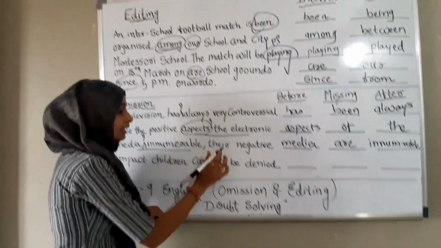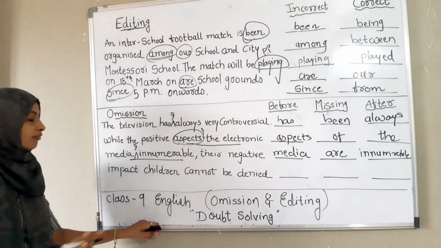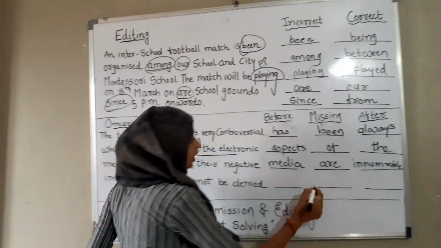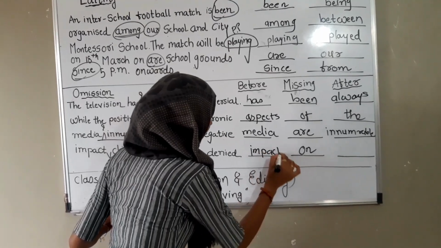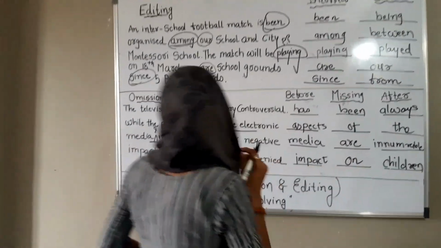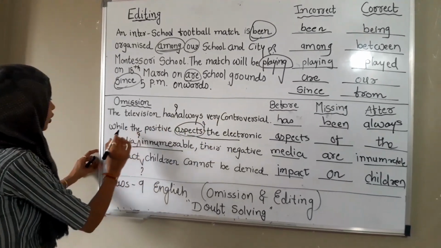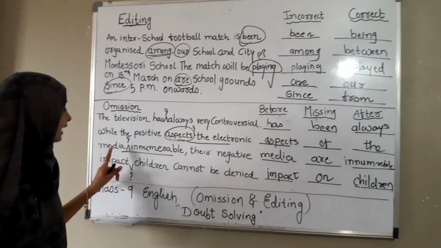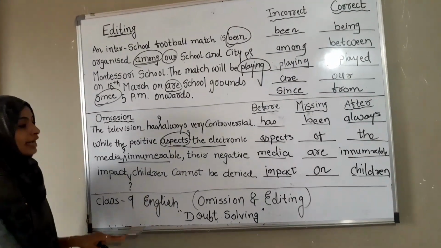Media are innumerable. The negative impact children cannot be denied. You can also find which word is missing here. Yes, dear student, here the word on is missing. Before that, the word impact will come, and after that, children will come. Now, I am repeating this whole paragraph. The television has been always very controversial while the positive aspects of the electronic media are innumerable. The negative impact on children cannot be denied.